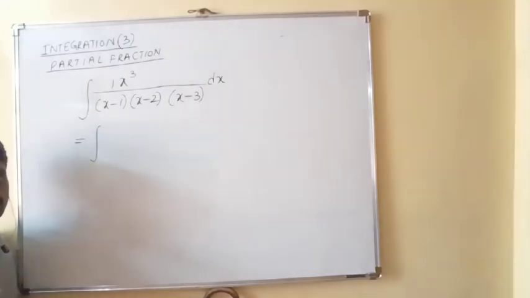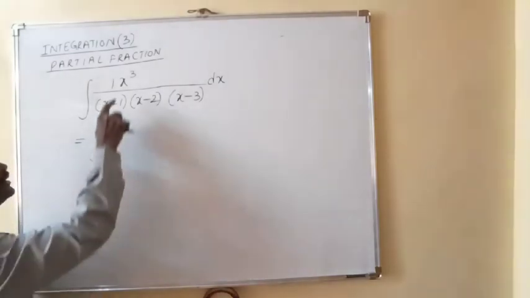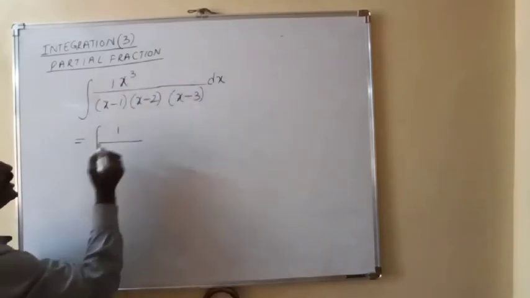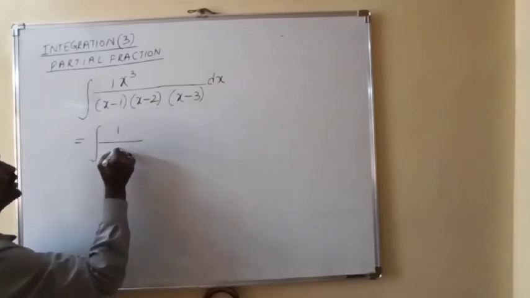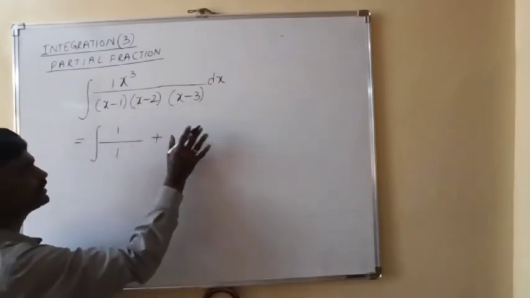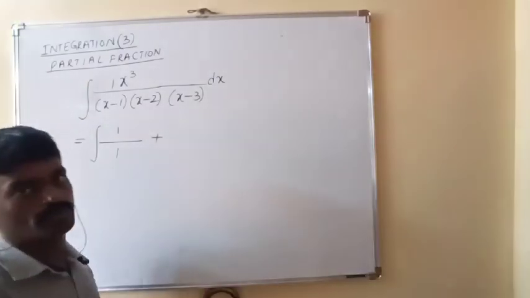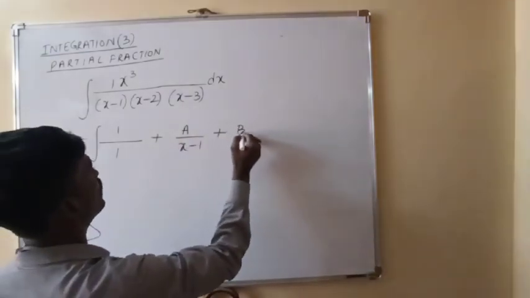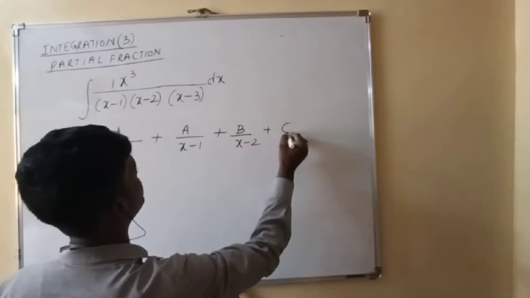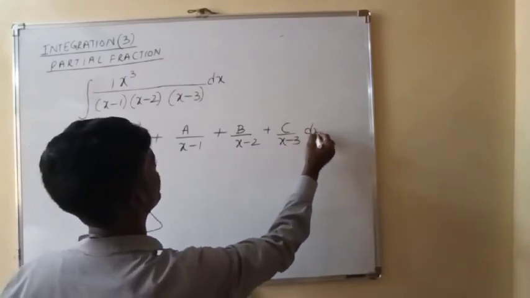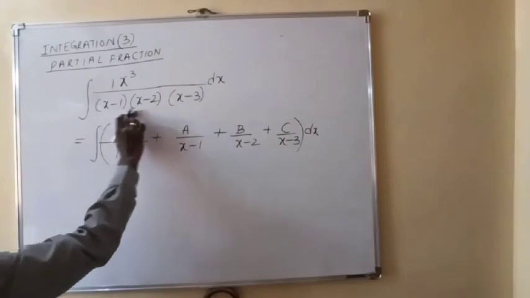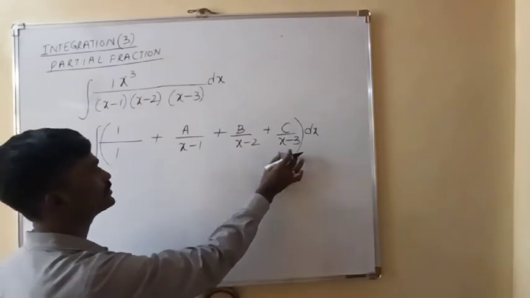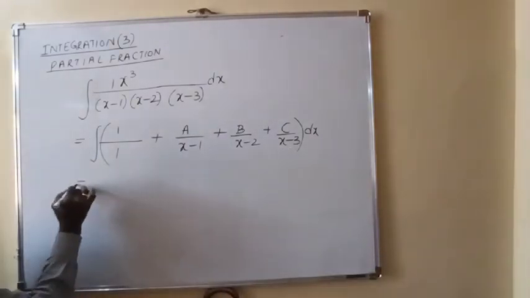So the leading coefficient is nothing but the coefficient of the highest power of x. Here the coefficient of x cube is 1, divided by 1 in the denominator, so we get 1 plus some proper fraction. For that proper fraction, the partial fractions are of the form a by x minus 1 plus b by x minus 2 plus c by x minus 3, because your denominator is a product of non-repeated linear factors.